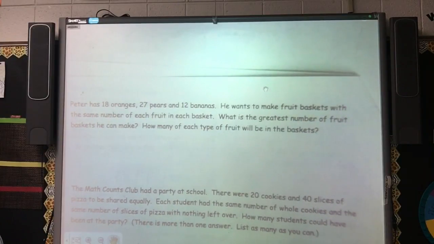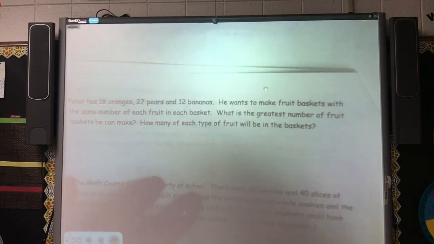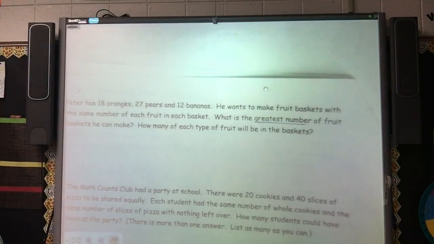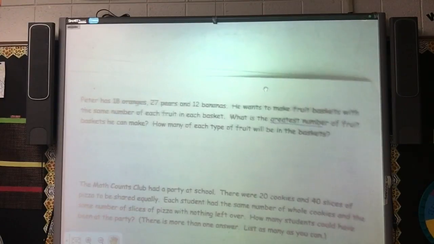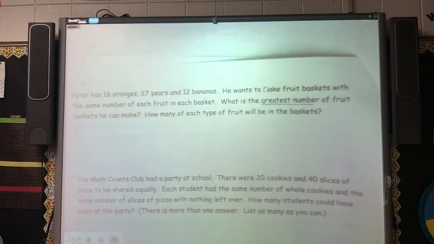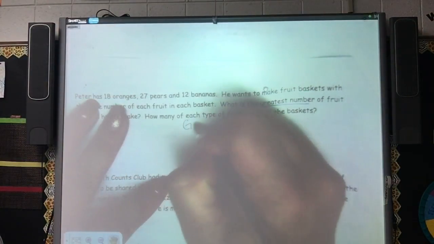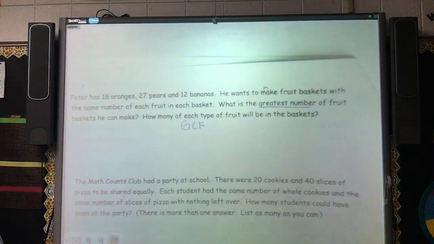Peter has 18 oranges, 27 pears, and 12 bananas. He wants to make fruit baskets with the same number of fruit in each basket. What is the greatest number, there's that greatest number again, of fruit baskets he can make? How many of each type of fruit will be in each basket? So greatest number of fruit tells you it should be greatest common factor. So you can label that just greatest common factor.